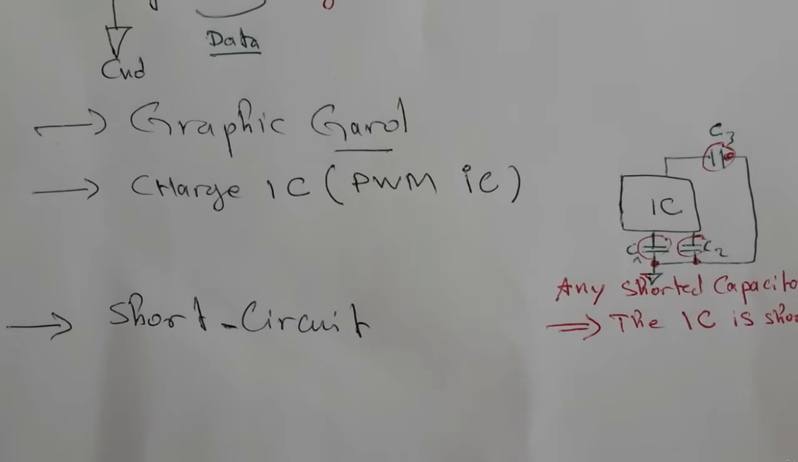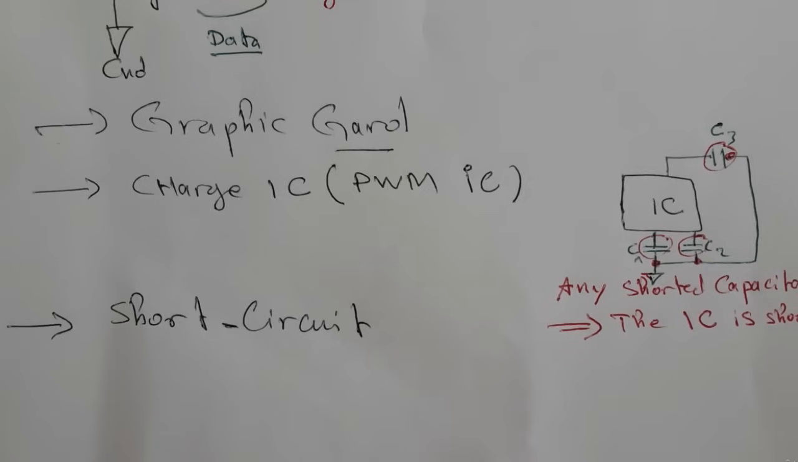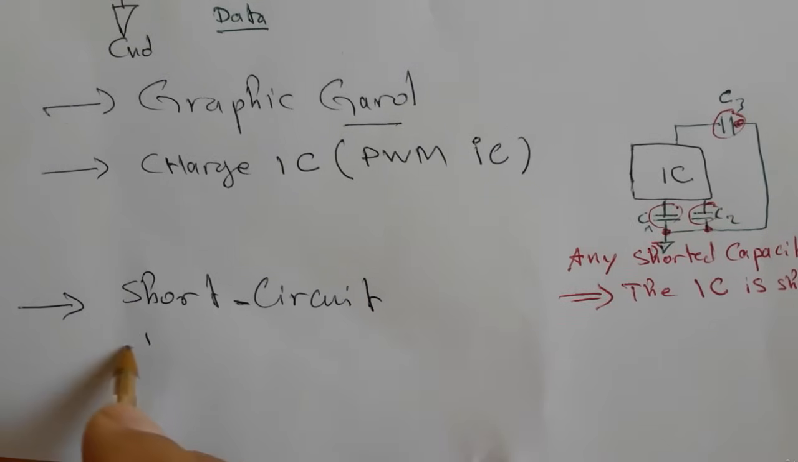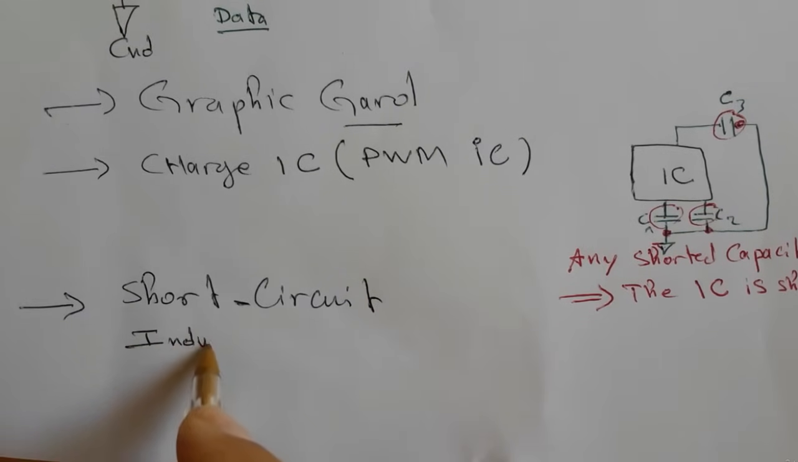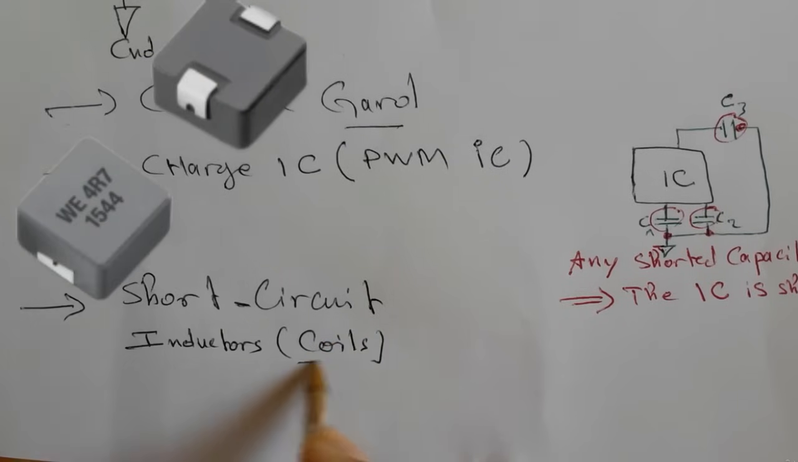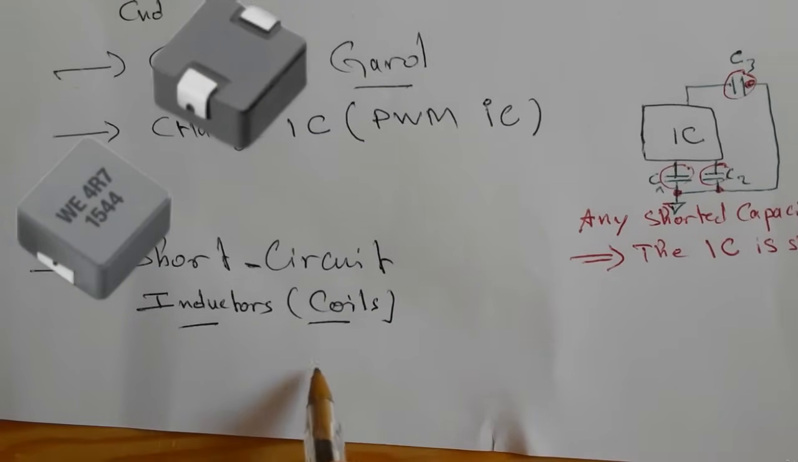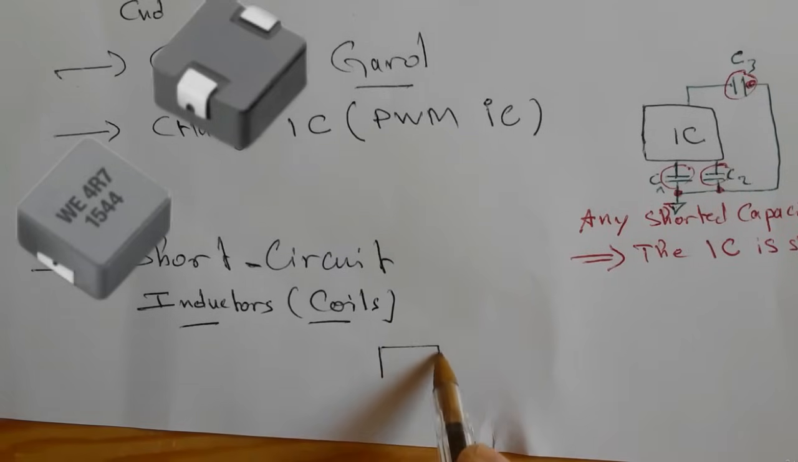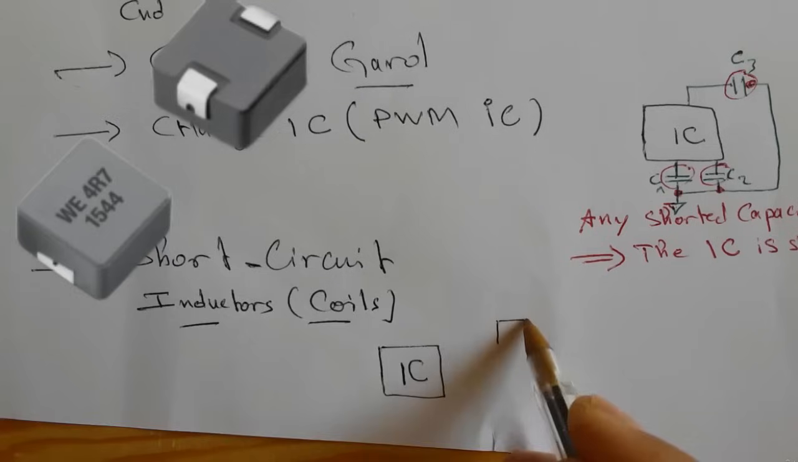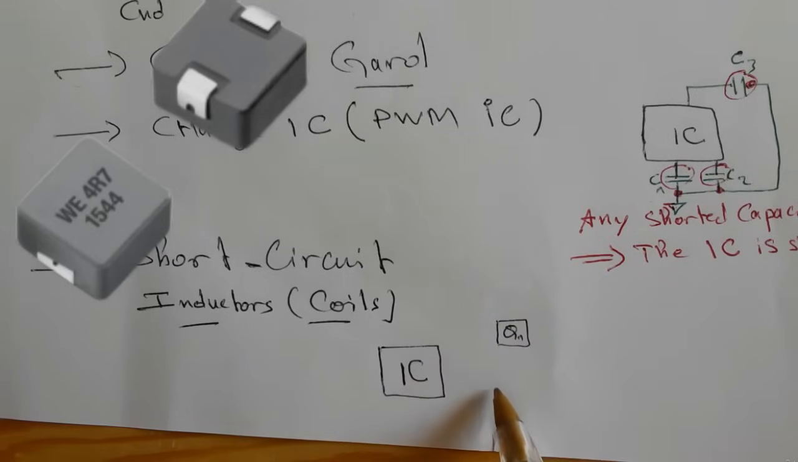Now let's move to the next common fault, the short circuit in the motherboard. How can we determine whether there is a short circuit in the motherboard or not? The answer is inductors or coils. As you know, inductors in every motherboard should never be connected to the ground. Always the inductors are connected to the power rail. Okay, so I will show you how.